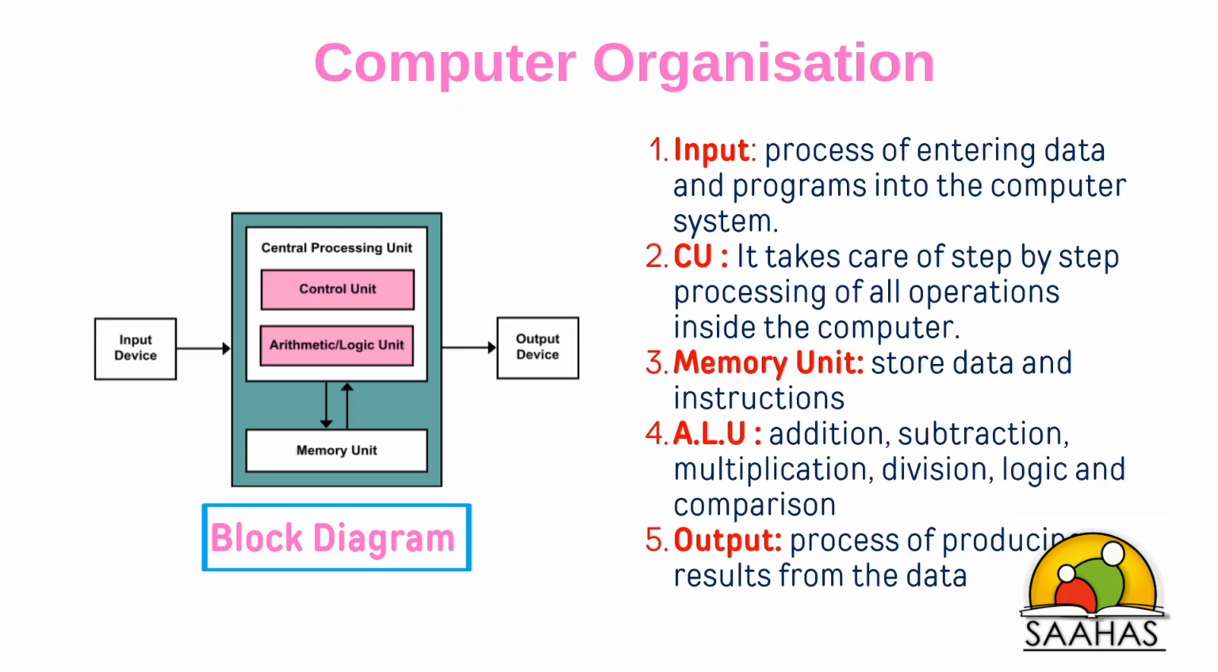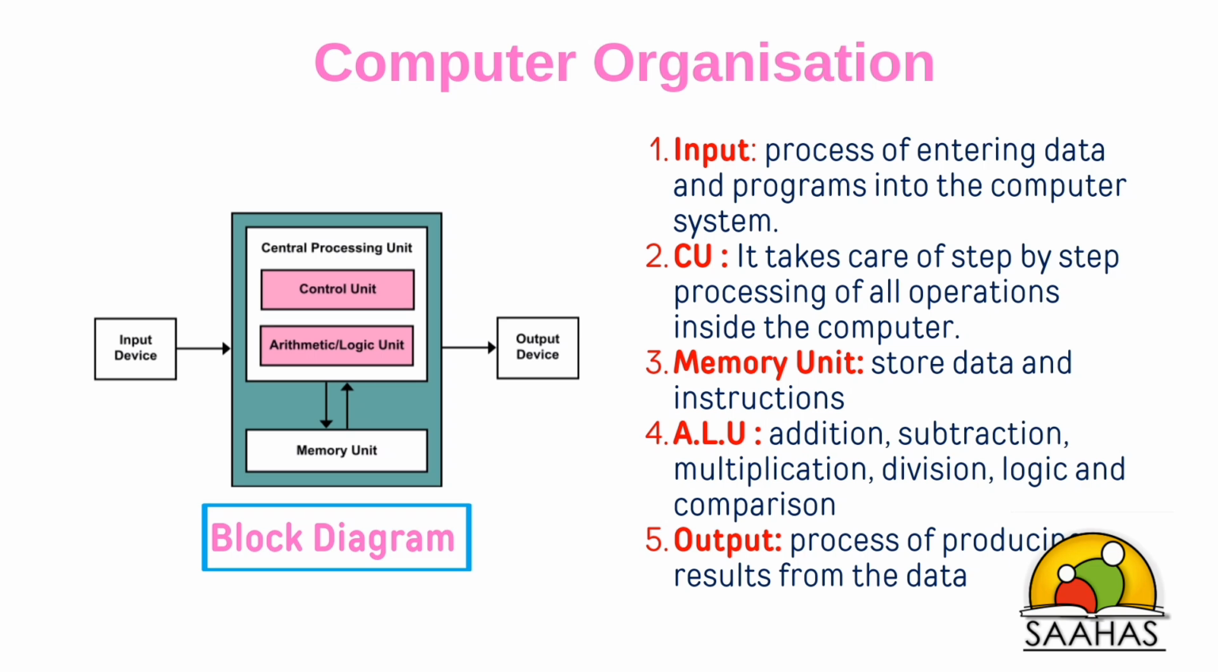Now the second part is computer organization. You can see the block diagram for the same on the screen. Let's understand each part of this diagram in detail. First is input. What is input? It's a process of entering data and programs into the computer system. In simple words, it is just putting data inside the computer. That process is your input.